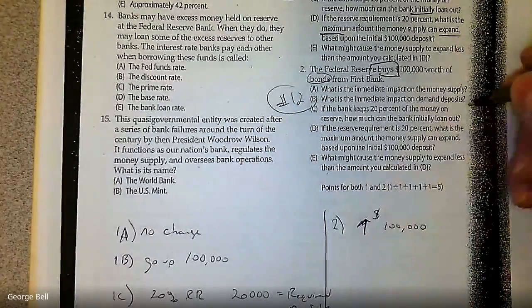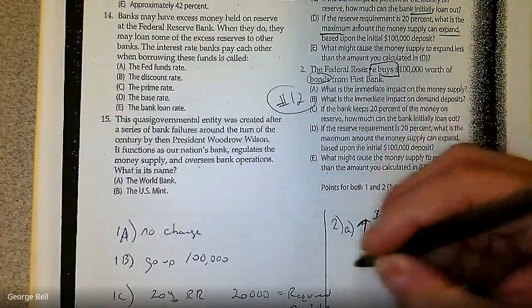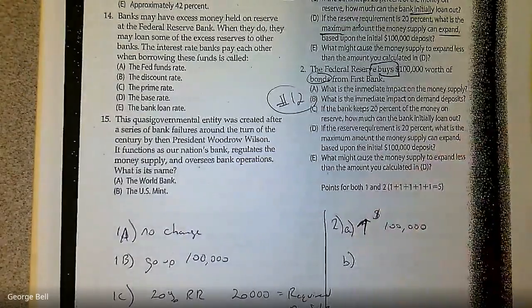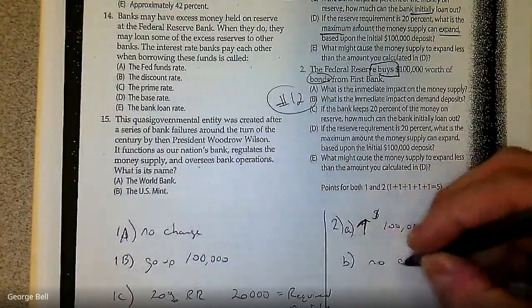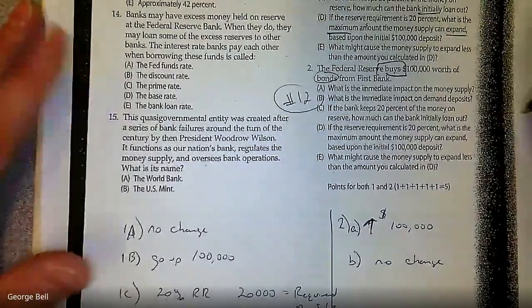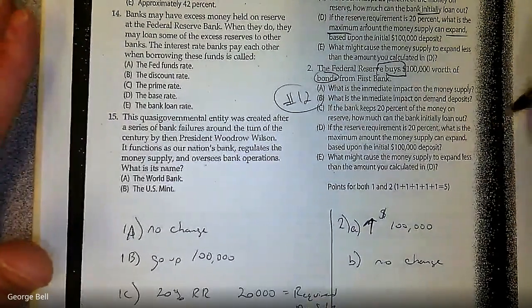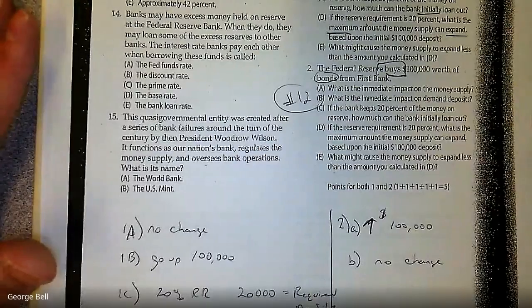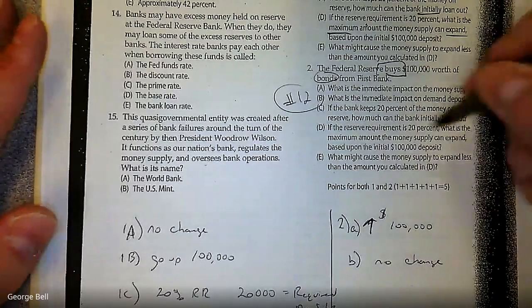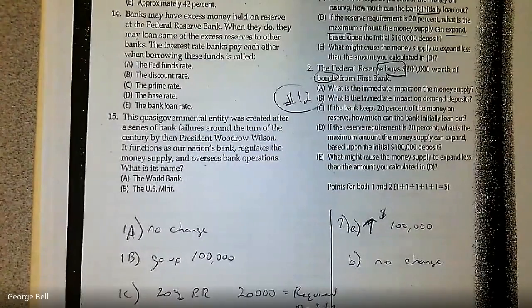So what is the immediate impact on demand deposits? That was 2A, by the way. 2B, what is the immediate impact on demand deposits? No change. The reason why it's no change is because this is not a person depositing the money into a checking account. This is the Fed creating money. So now the bank just has this cash sitting on site. When this happens, this is going to become what we call loanable funds. And so there you have it.